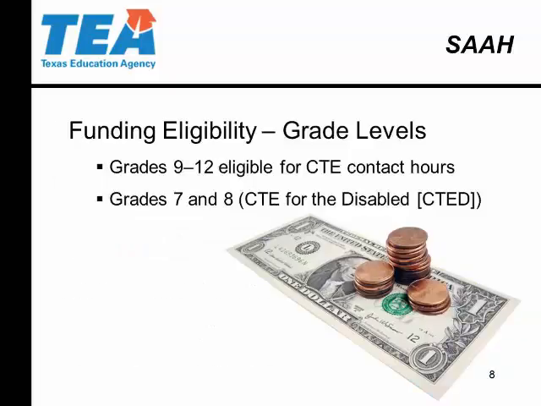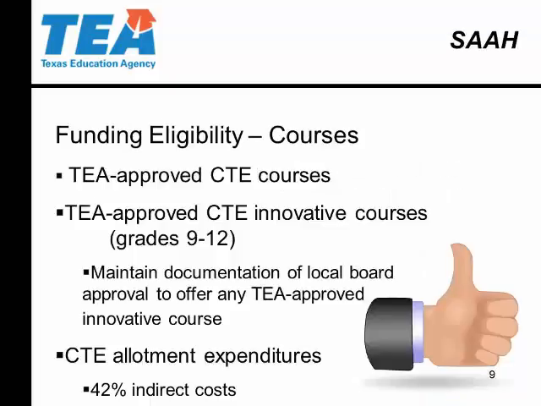Funding eligibility grade levels. So you know your grades 9 through 12 are eligible for CTE Contact Hours. 7th and 8th graders are eligible if they are disabled, which is the CTED, which we'll get into a little later. For your funding eligibility courses, the TEA must approve the CTE courses. For the innovative courses, you must maintain the documentation of local board approval to offer any TEA approved innovative course.